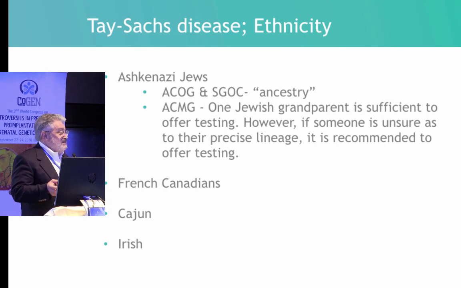How many patients that you see are sure of their precise lineage? When I was in practice, it wasn't many. So essentially what they're recommending is almost universal screening for Tay-Sachs disease. And as you know, it's more common in French Canadians. There's a Cajun population mutation. Also, I haven't seen good data, but many people have reported that they think the incidence is increased in the Irish population.